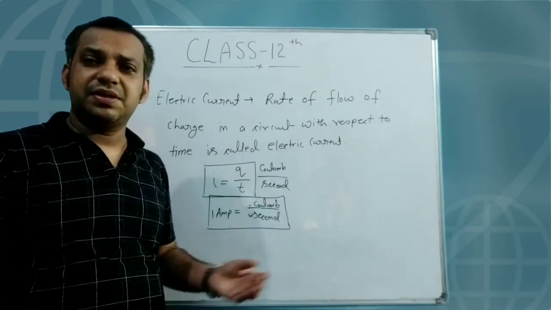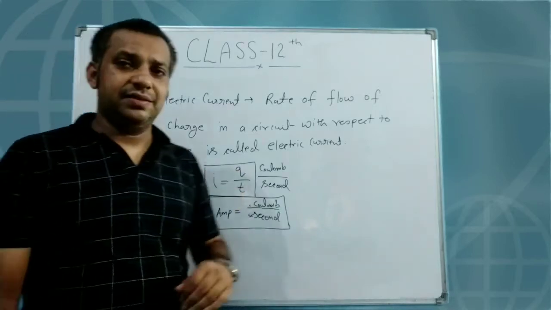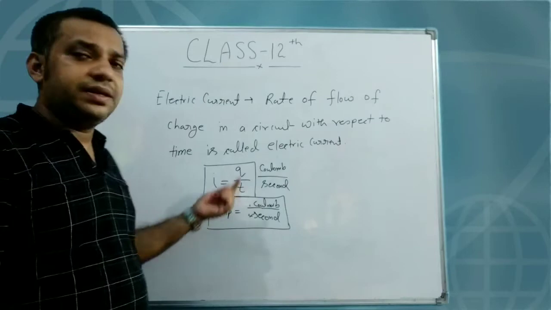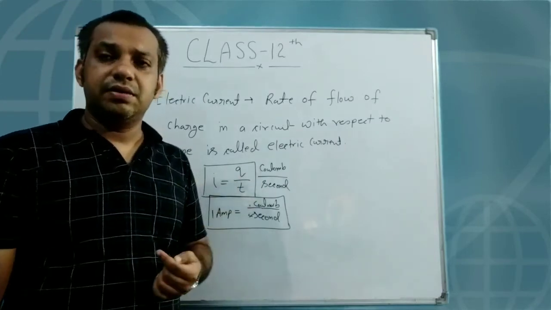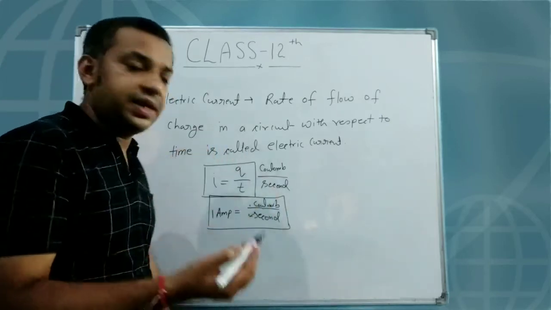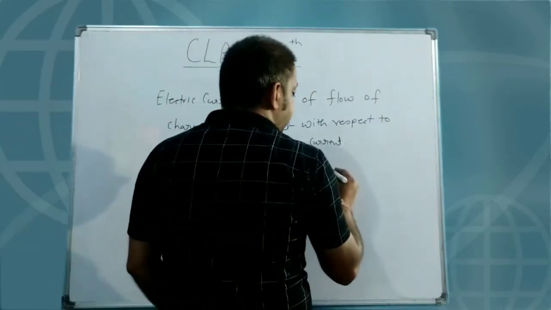You have already discussed this in class 10. But one thing which was not discussed in class 10 is that current is a scalar quantity, not a vector quantity. But a few students will say, so suppose we have a simple circuit.